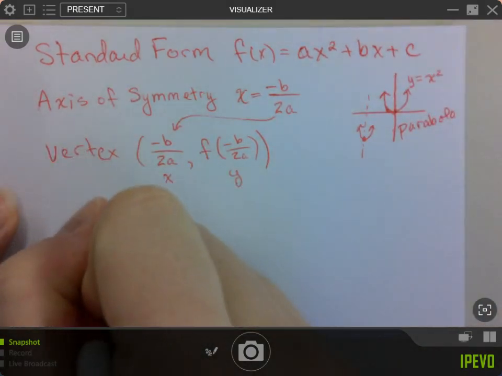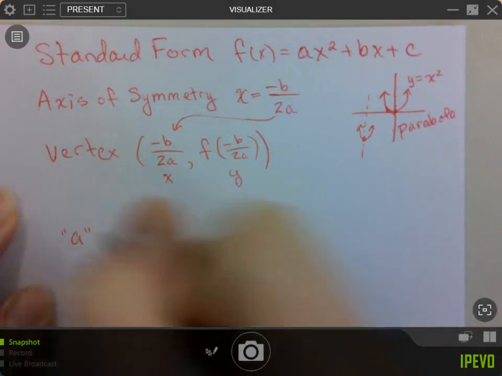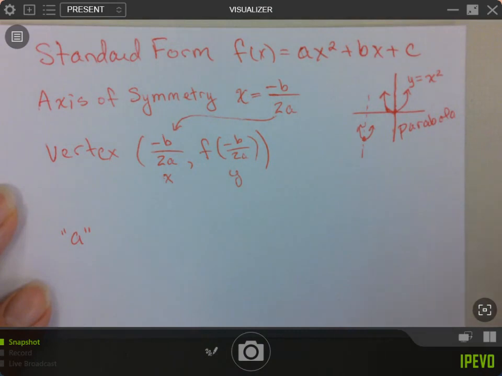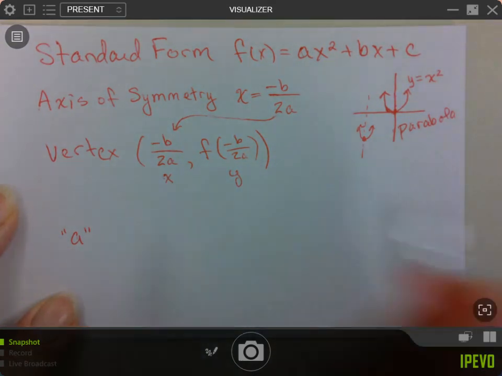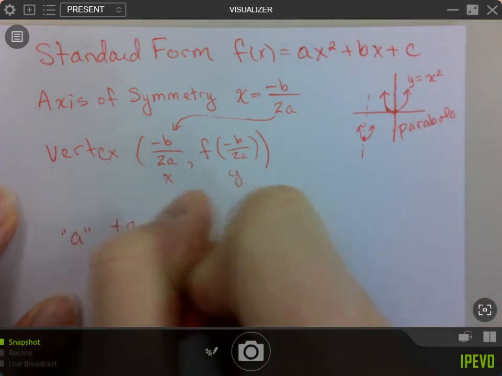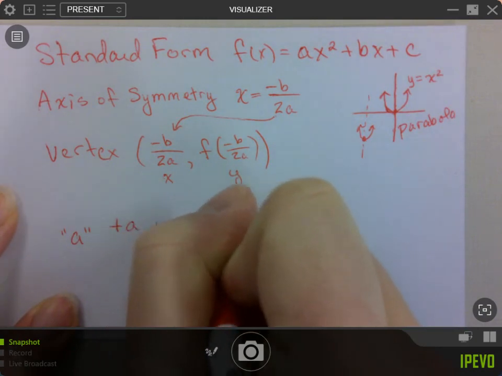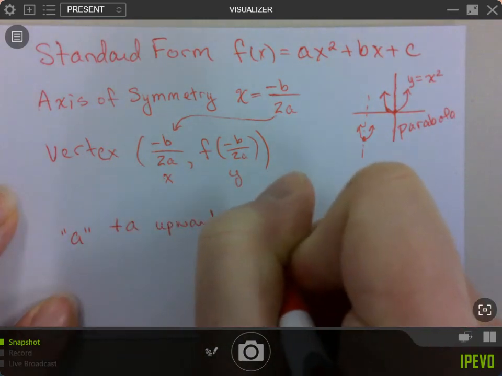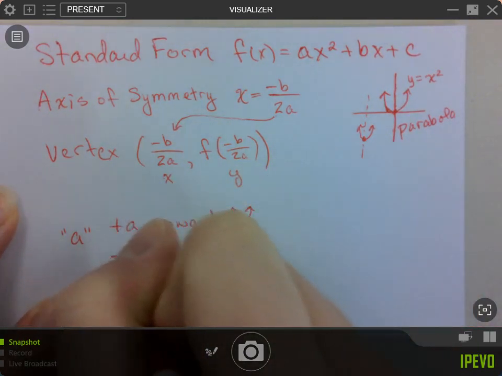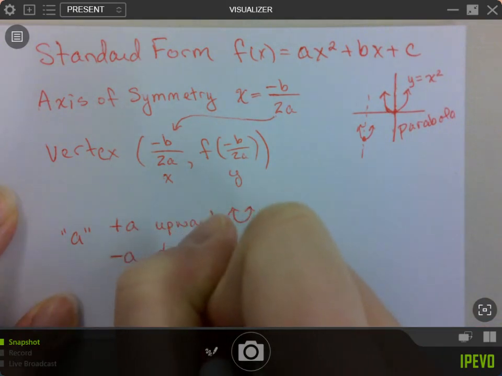Tell me about the a value. What does a do? There's actually a lot of things a controls. Tell me how you know it goes upward because of a. If it's a positive a, your graph goes upward, and it looks like this. And if it's a negative a, your graph goes downward.